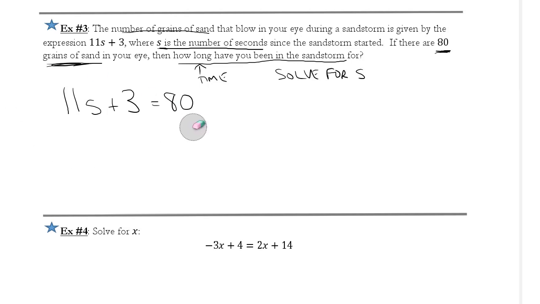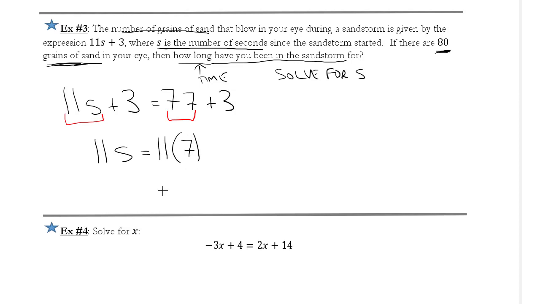So instead of 80, I'm going to rewrite 80 as 77 plus 3, because then we're able to say, oh, look, that must equal that because they look the same. It's just a plus 3 and a plus 3 at the end. So we have 11s equals 77. And again, I'm not going to write 77. I'm going to write it as 11 times something. 11 times 7 is 77. So 11 times s equals 11 times 7. And we are done, right? Because s must be equal to 7. So s equals 7 is correct.